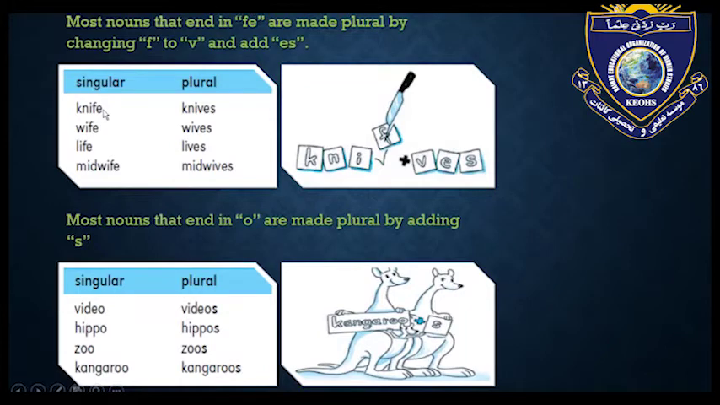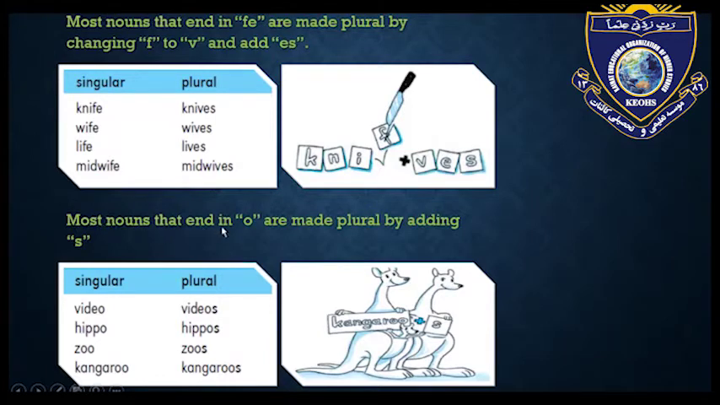Look here, knife ends with what? In fe. When you want to pluralize this one, you have to omit the f and e. By omitting them, you can add v. After v, you can add es to them. Now we're going to the next one.